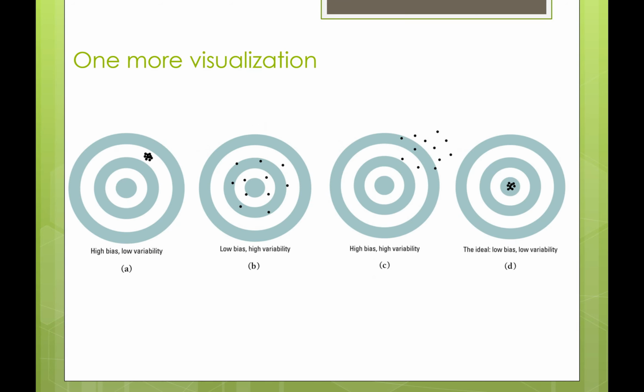Another nice example of this concept is the bullseye. If the bullseye is what we're trying to get to, in the middle, then in A, we're biased because we are not near the bullseye, but we don't have much variability, which is good, but we're biased from the actual population. In B, all the shots are centered around the bullseye, so it has low bias, but it's highly variable. Then C has high bias and high variability, which is not good. And then D is what we always want in our samples, to have low variability and low bias, so they're all centered, grouped around the bullseye.